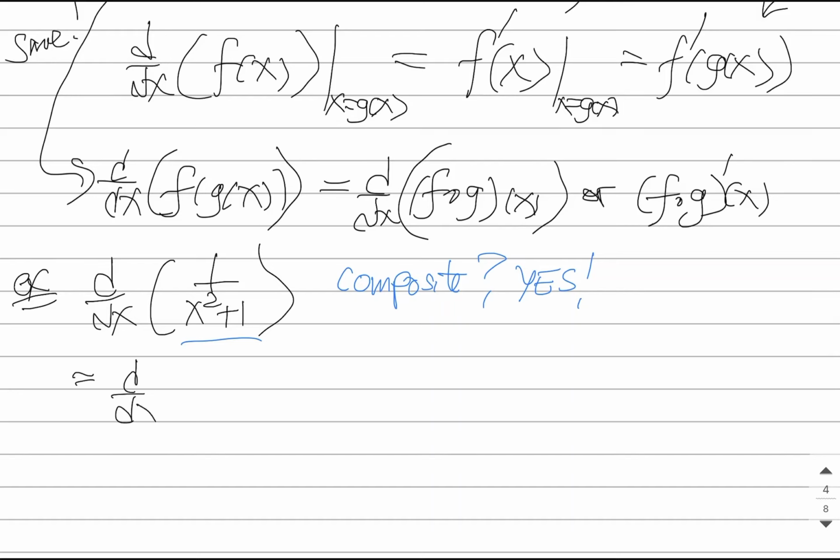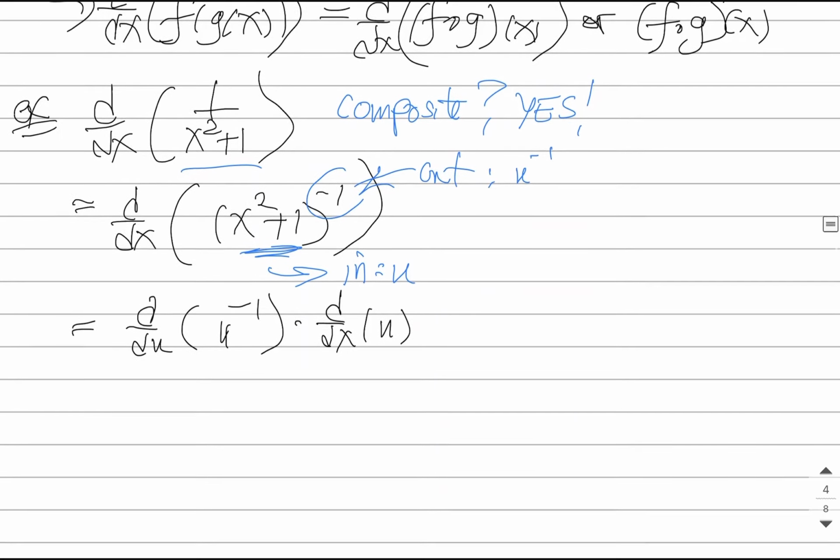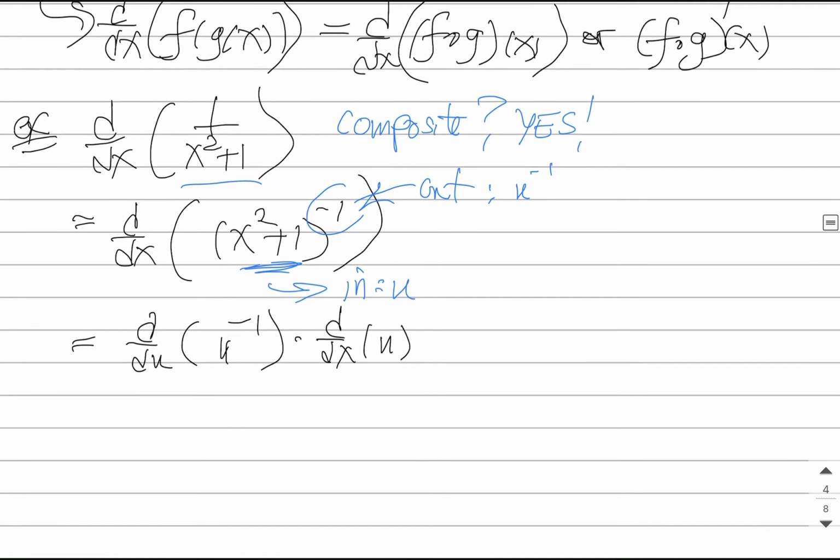You could think of this as the derivative of x squared plus 1 to the minus 1. And when it's written like this, then I'm hoping you can see clearly that this is the inner function, u, and this is the outer function. So the outer function in this case would be u to the minus 1. We take the derivative of the outside layer, so we would be taking the derivative of essentially u to the minus 1, and then we would take the derivative of whatever u is. And in this case, we would get negative u to the minus 2 d by dx of u.